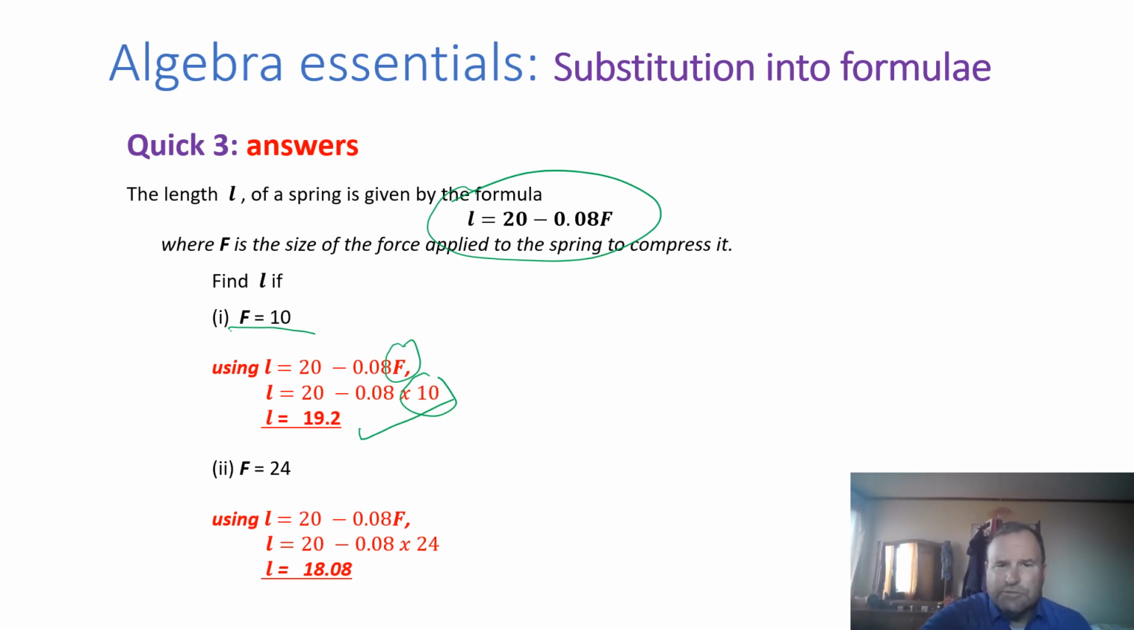Again, F equals 24, substituting what F is, and you get 0.08 times 24. Do a bit of calculation, you can see the length is 18.08, whatever length that may be. It could be centimeters, millimeters, or inches.